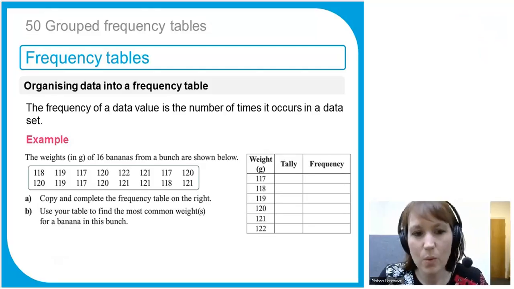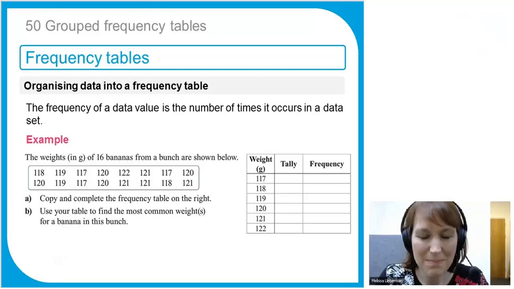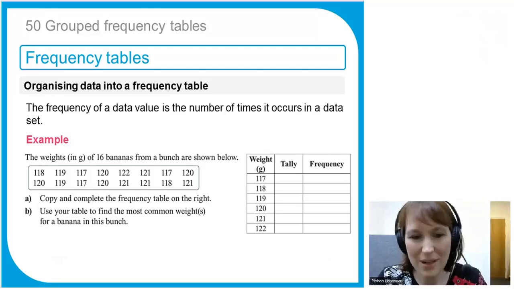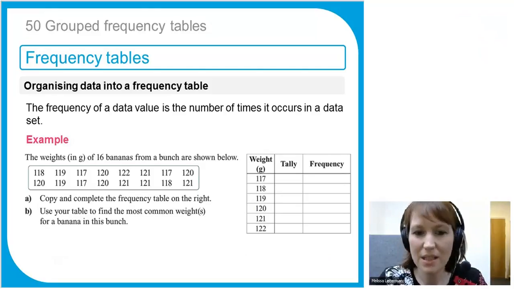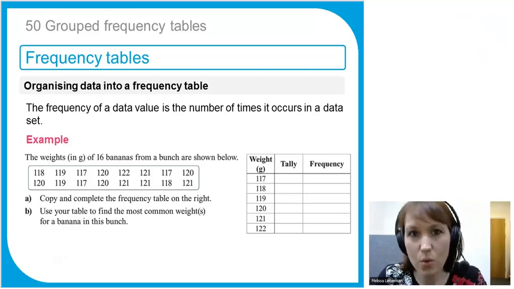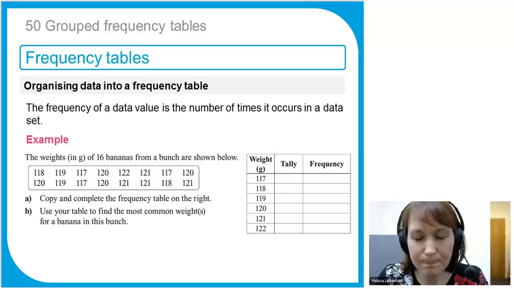Supposing we weighed 16 bananas, these weights are in grams. All of these numbers here, this is called the raw data. We take the bananas, we weigh each one, and we just write down the numbers. But then we need to organize that data so that we can process it, so that we can find the averages, the range and so on. So we've got a table here. This is a typical frequency table, and it's also got a tally column. Tally is just for counting.